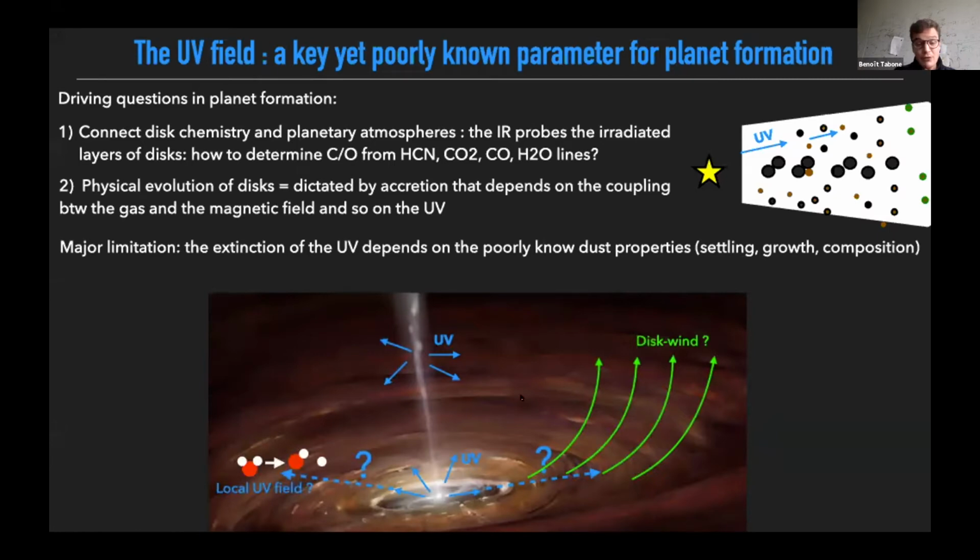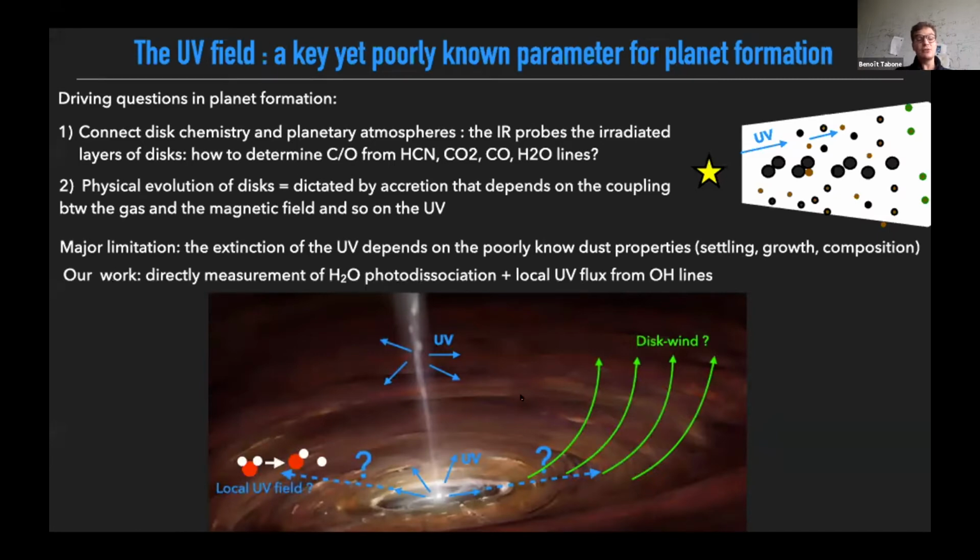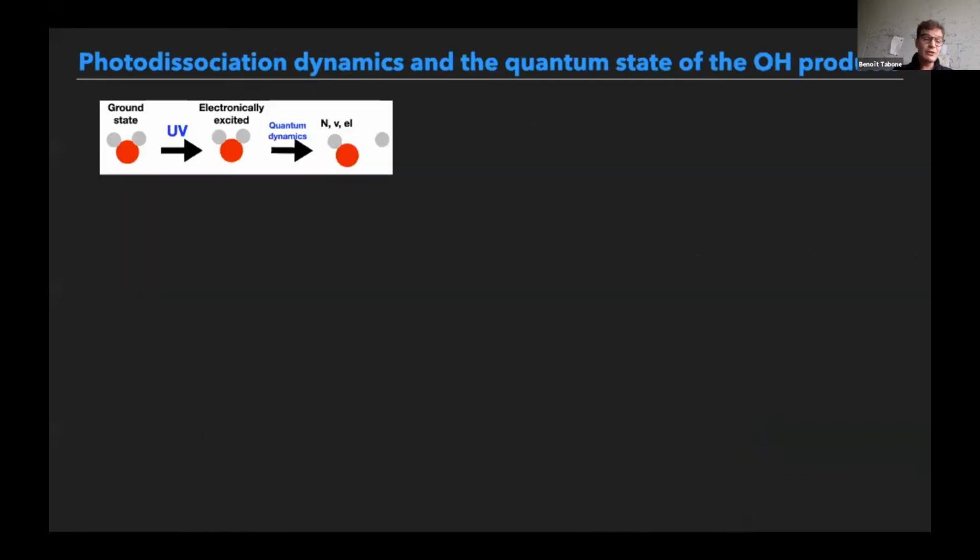So what we propose in this work is to directly measure water photodissociation and the local UV flux from the observation of OH lines in the mid-infrared. To do so, we used the results from quantum calculations, computing the states of OH following water photodissociation. These quantum calculations were done 20 years ago, and the main result is the following.